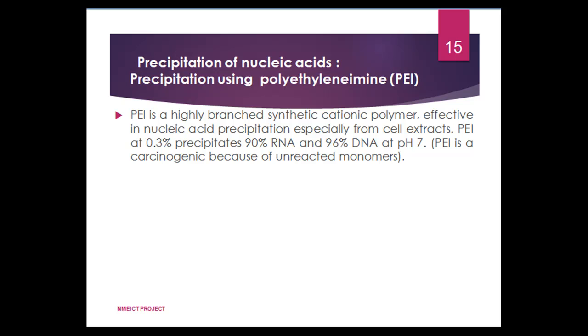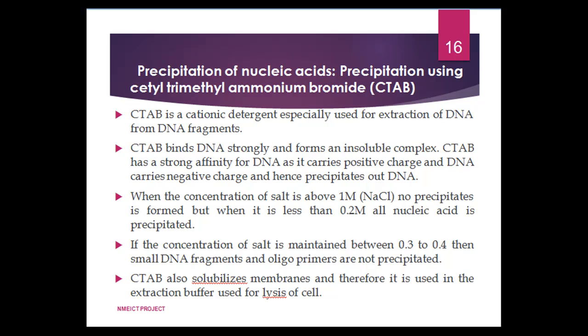PEI is a highly branched synthetic cationic polymer, very effective in nucleic acid precipitation, especially from cell extracts. PEI at 0.3% precipitates 90% of RNA and 96% of DNA at pH 7. But be careful when using PEI, as it is carcinogenic. Precipitation can also be done by using another chemical called CTAB, that is cetyl trimethyl ammonium bromide.